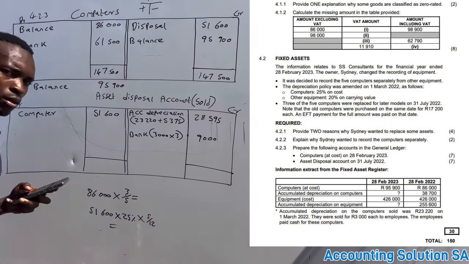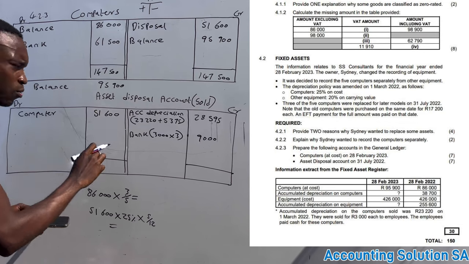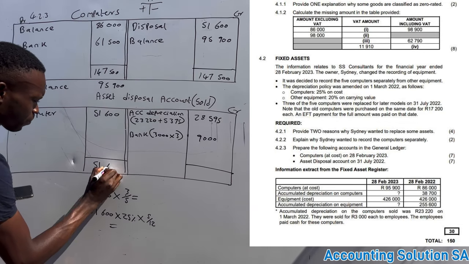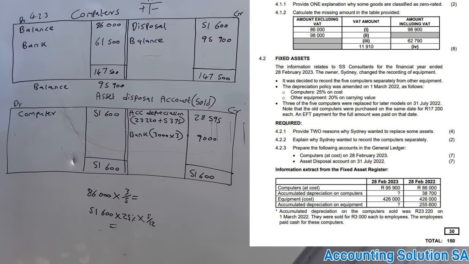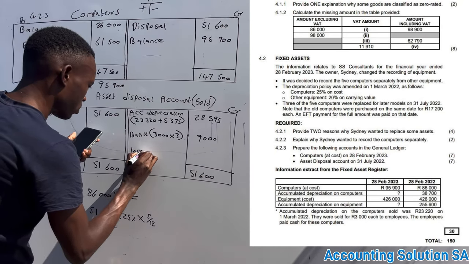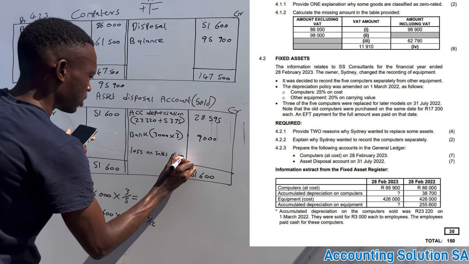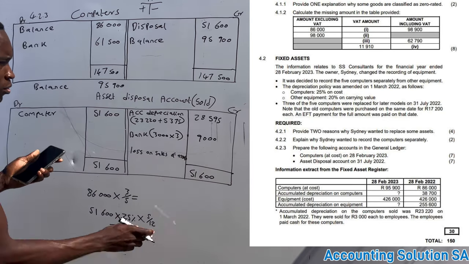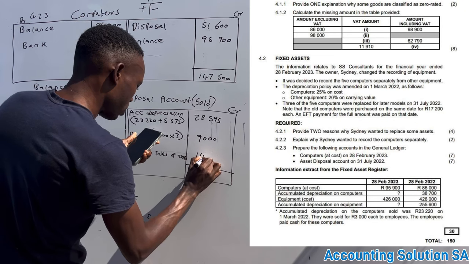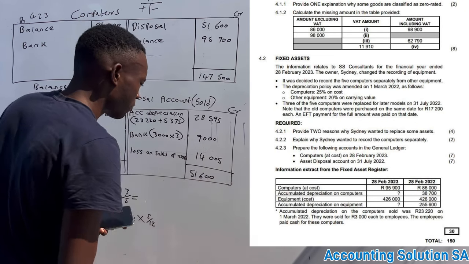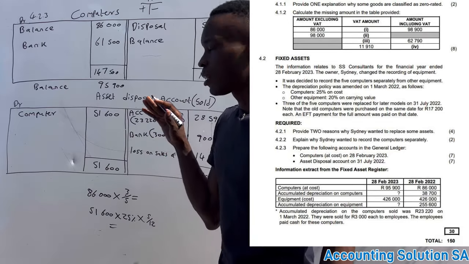Okay, then after that we need to check which side is higher. If you check in this case, obviously 28 plus 9,000 won't reach 51,000, which means that this one is higher, 51,600, which means that our balancing figure is a loss on sales of assets. Okay, if you take this one and subtract these two, you're going to get an amount of 14,005 rand. So this is how you should do asset disposal.